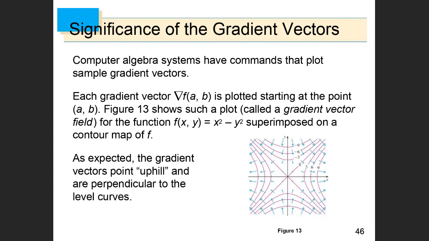This is another case, like a magnetic field. Each gradient here is plotted starting at the point, for the function, for example, x squared minus y squared, superimposed on the contour map of f. So as expected, the gradient vector points uphill, and is perpendicular to the level curves. Okay. So this is the last slide. I'll stop sharing this, and we will move on now to a more practical part.